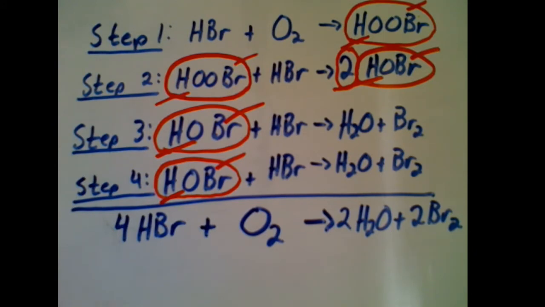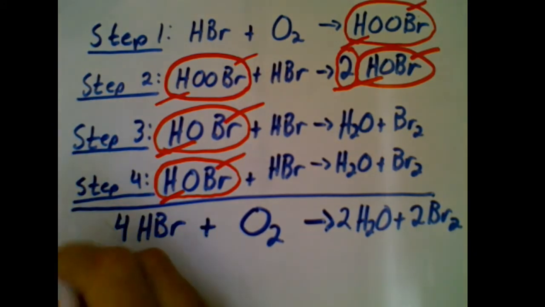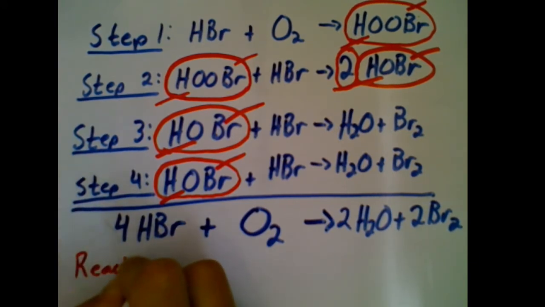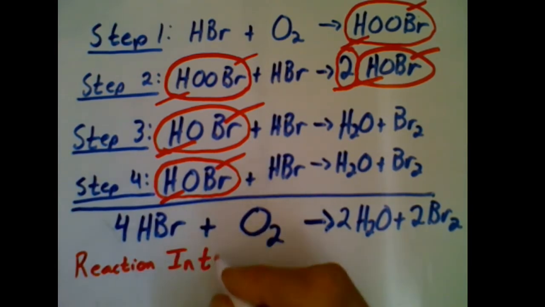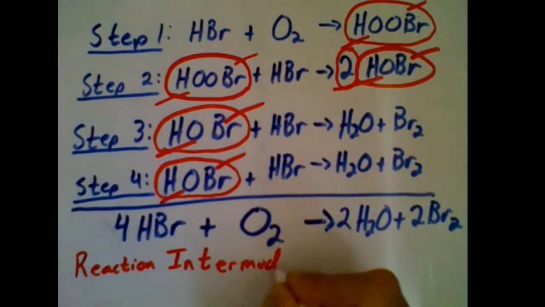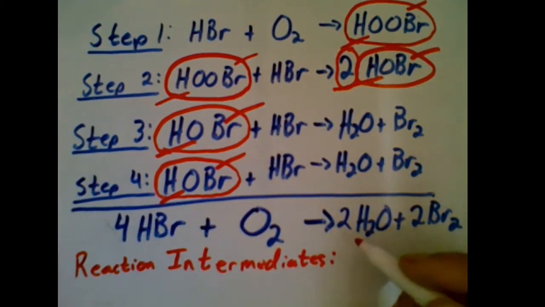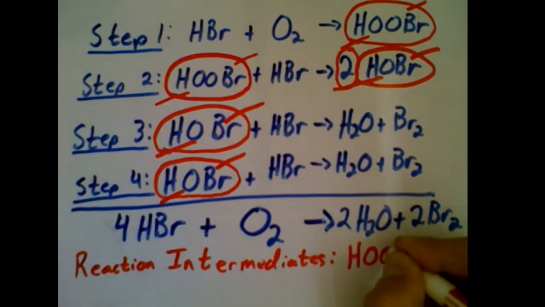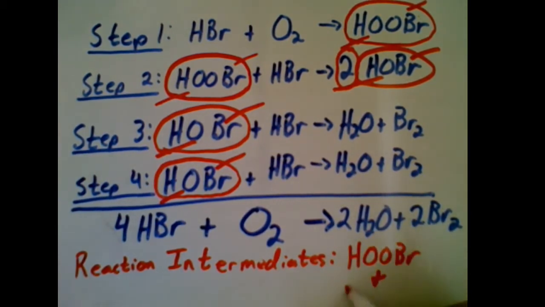The other thing we can do is identify the reaction intermediates. The reaction intermediates are substances that get produced during the reaction and then get used up before the reaction mechanism is completed. In other words, our reaction intermediates in this case are the substances we canceled out. HOOBr and HOBr. There were actually 2 of those produced as well, and 2 used up. So those would be our reaction intermediates. The reaction intermediates will always be the things that you cancel out, and they are always products the first time you see them, reactants the second time that you see them. So they always get produced partway through the reaction and then used up.